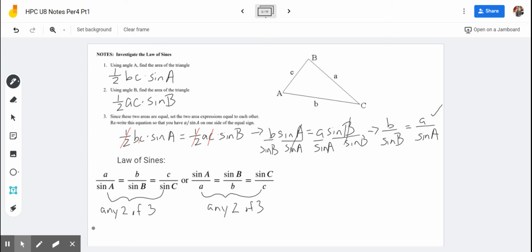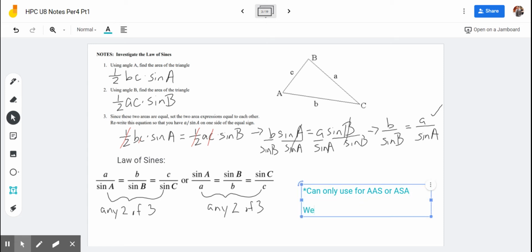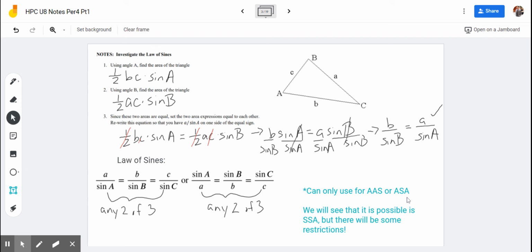And I'm going to write one additional note. You can use the law of sines when you're given two angles and a non-included side, AAS, or two angles and an included side, ASA. We will see that it is possible with SSA, two sides and a non-included angle, but there will be some restrictions. So this is a preview for the next section as well. All right, so let's go to the next slide to go over a couple of examples.